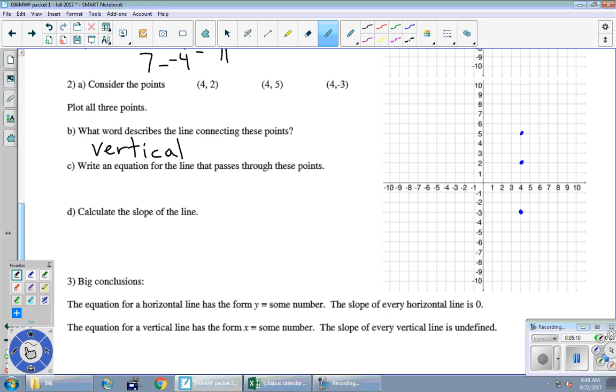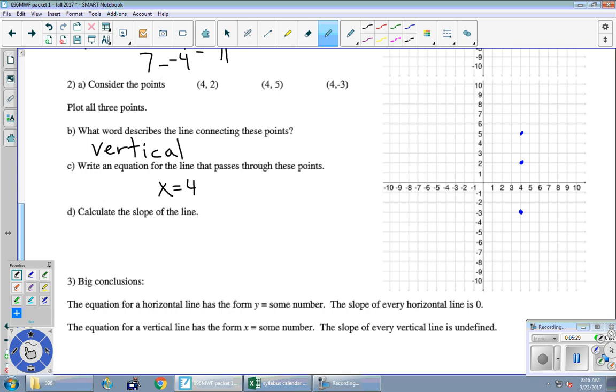And let's write the equation. What do they have in common? The x is 4. X equals 4. That's the equation. And in fact, the equation of every vertical line is x equals some number. It's just whatever number the x coordinate happens to be.